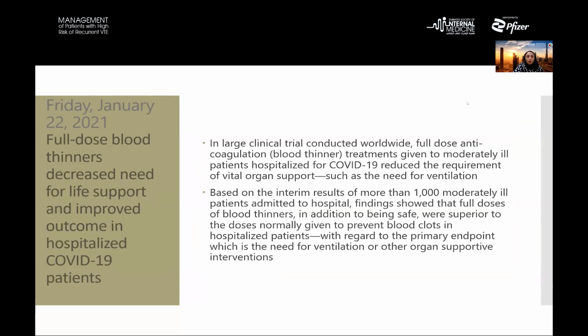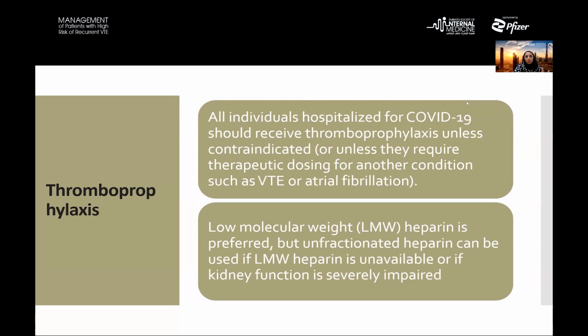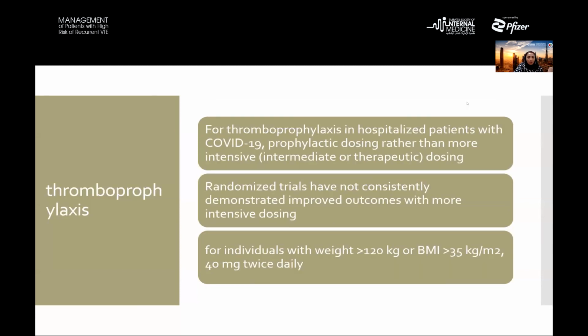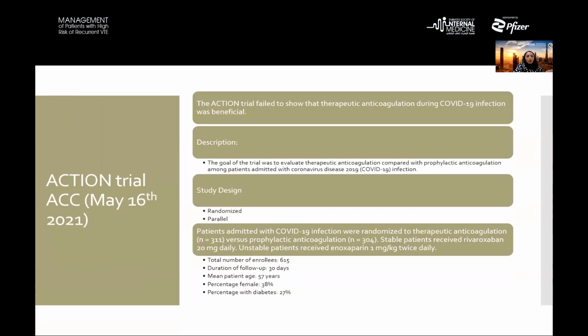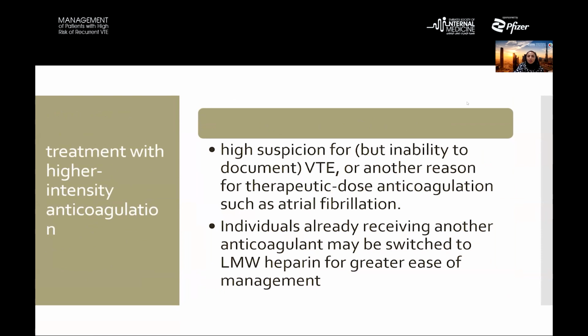So what we see from the latest recommendations from all the societies is to give thromboprophylaxis with low molecular weight heparin. The prophylaxis dose is Clexane 40 milligrams OD. You can change to the oral NOACs, let's say rivaroxaban 10 milligrams OD. The only situation where you give higher doses is when you have patients who have a high BMI. You can give them 40 milligrams BD. You can also give higher intensity to people who had already been on anticoagulation. You can just switch them to heparin for greater ease of management.